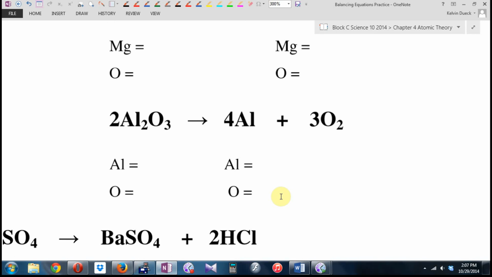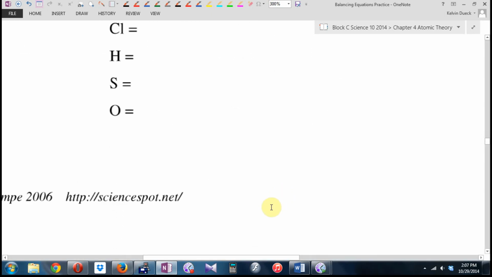Oh, you know what? This one's already balanced. Take a look at it closely. How many ALs are there on the left-hand side right now? No, there's not 2. 4. How many ALs on the right-hand side? 4. How many O's on the left-hand side? 6. How many O's on the right-hand side? 6. Score! We're going to skip that one. Let's try another one.